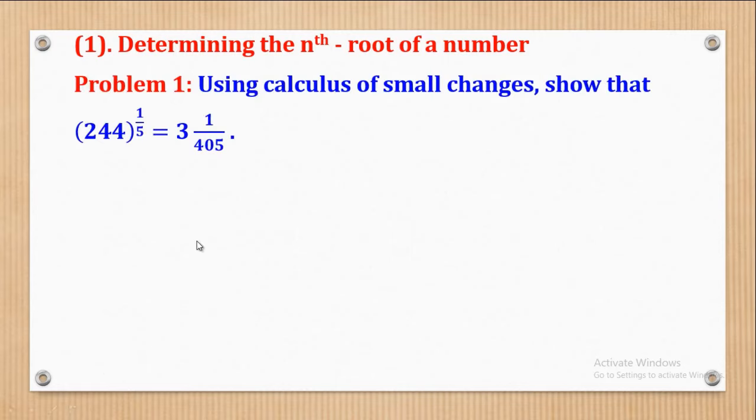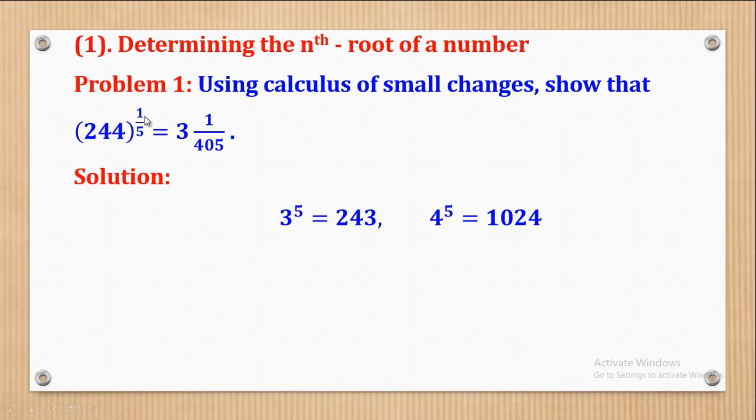So let's start with this problem. Using calculus or small changes, show that the 5th root of 244 is equal to 3 whole numbers 1 over 405. So in this case, we shall realize that this 3 and 1 over 405 is between two integers, and that is 3 and 4. So we shall look for the value which is closer to this value.